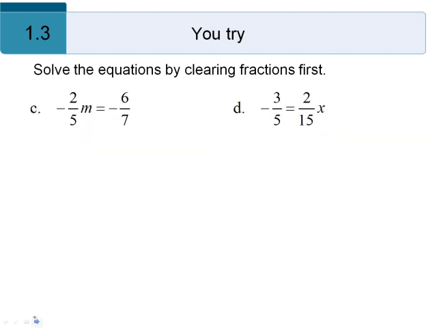All right, let's see what's next. Here we have C, and we have negative 2/5 m equals negative 6/7. Now we want to clear the fractions. So your denominators are 5 and 7. You can use 35. That would be a common denominator, and it's also the least common denominator.